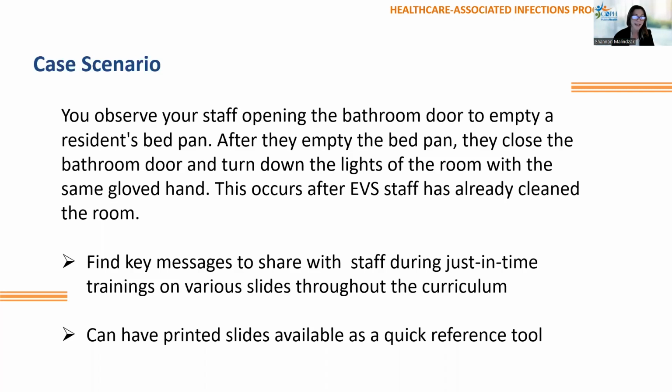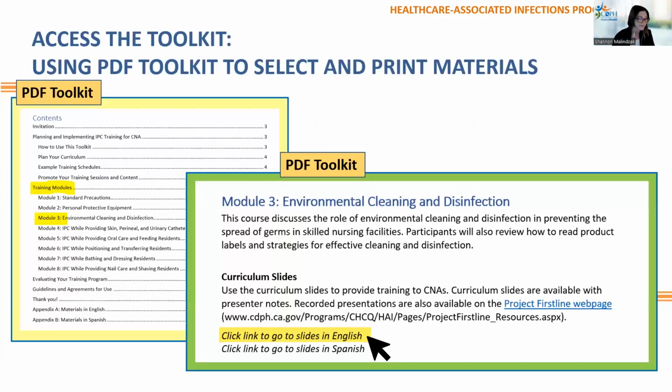Here is how to access select slides from the PDF version of the CNA training toolkit. So far, we have been navigating directly to the toolkit webpage to download slides. Here we show the PDF version of the toolkit, which you can save to your computer. Within the PDF toolkit, you can use the table of contents to link to the module or simply scroll through to find the module you're looking for. In this case, I'm looking for Module 3 on environmental cleaning and disinfection, and can from there navigate to the curriculum slides section and click the link to go to the slides in English or Spanish.